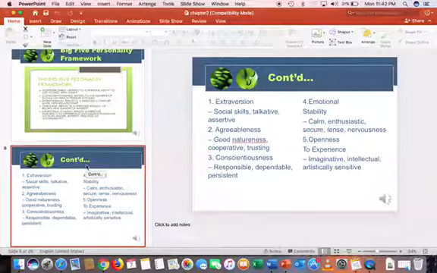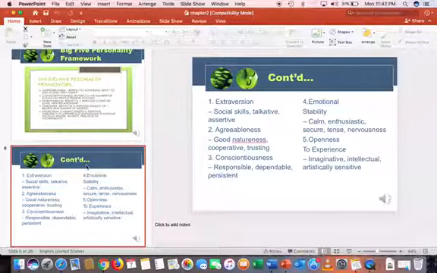Extroversion, here are some examples given. It means social skills he has, talkative, he should be assertive. Agreeableness means good in nature, he should be cooperative, he should be trusted. And conscientiousness means responsible, dependable, and persistent.